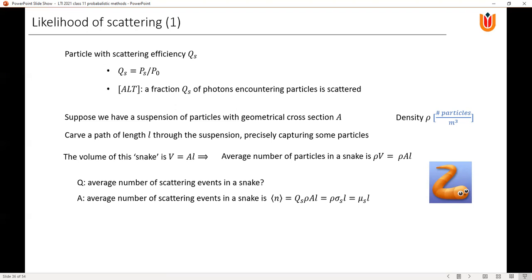Of course, Q times A was the cross section, so we can combine that. So here we have rho times the scattering cross section, and rho times cross section is the coefficient. So we put this together: the scattering coefficient, so we have mu_s times L, would be the average number of scattering events. So what do you think would be the average path length between these scattering events?